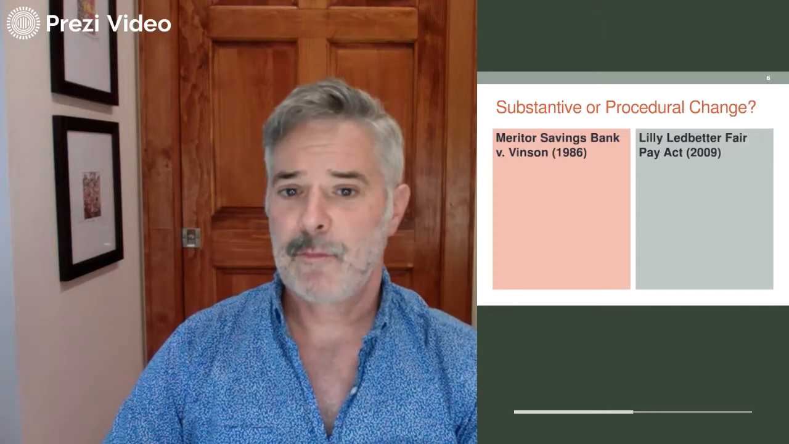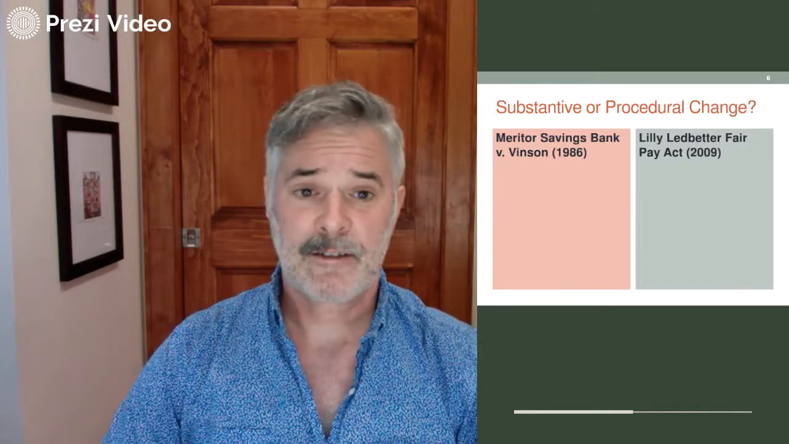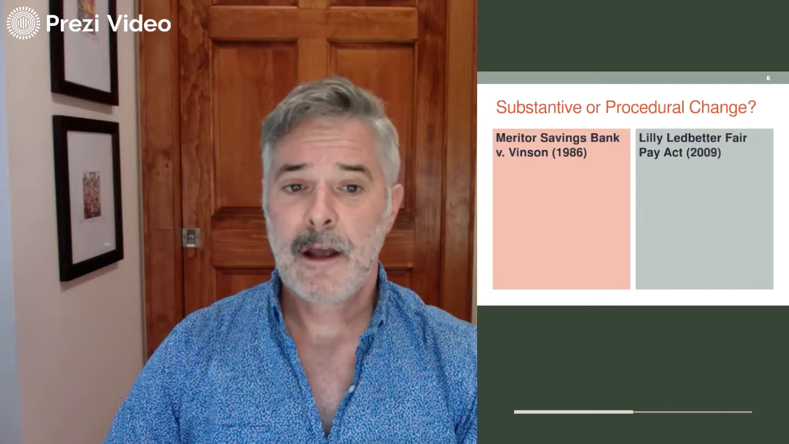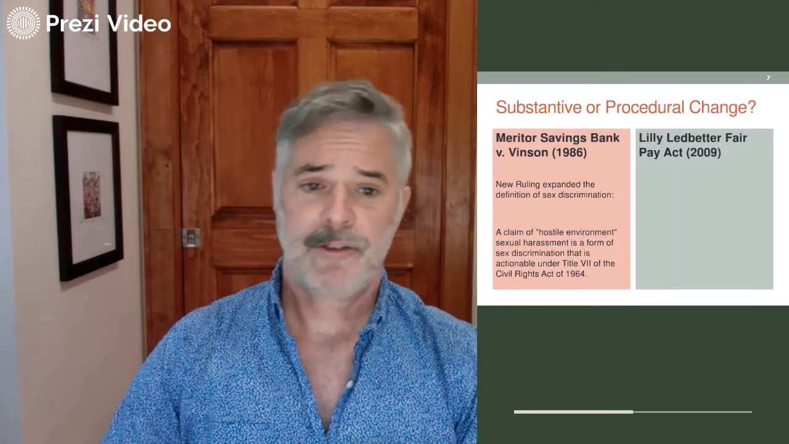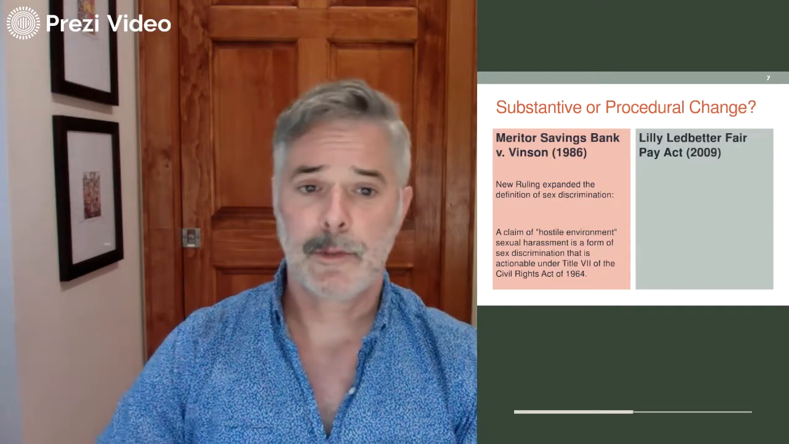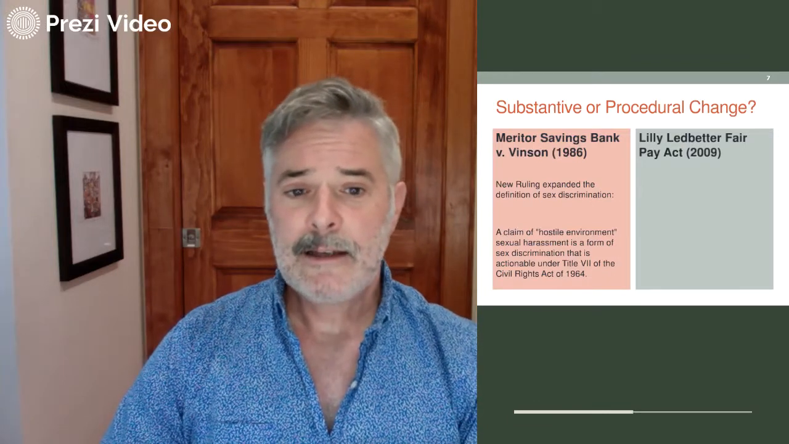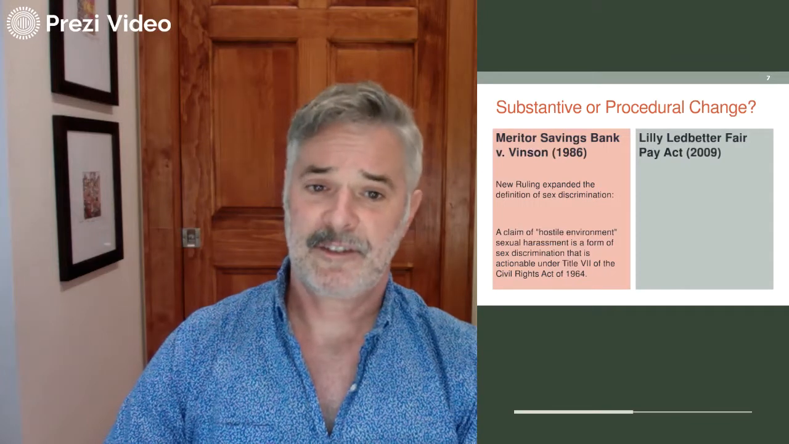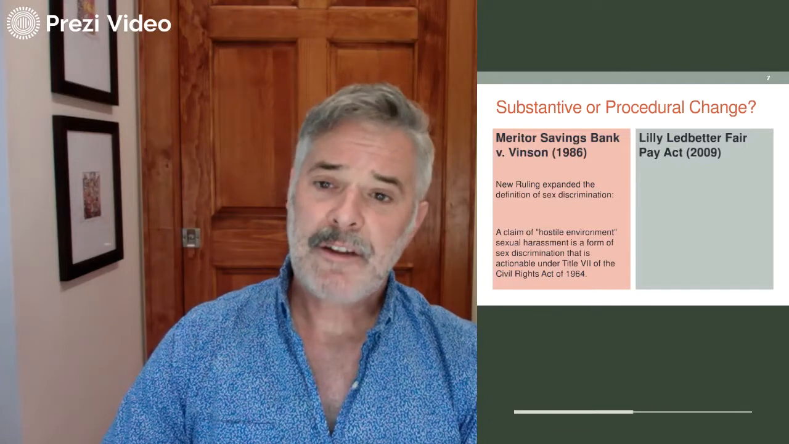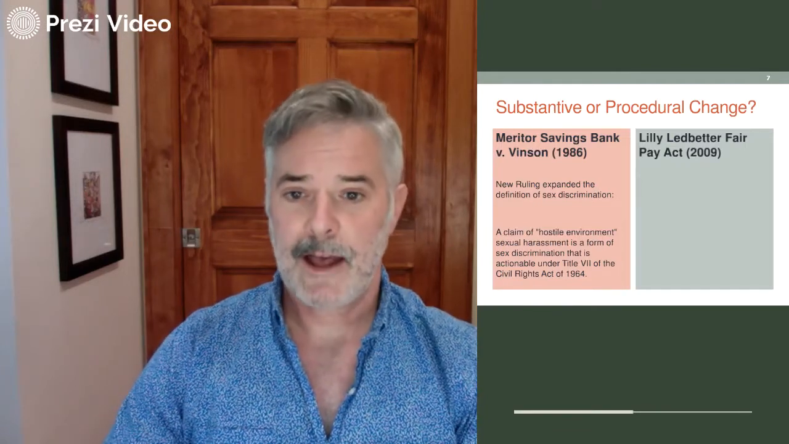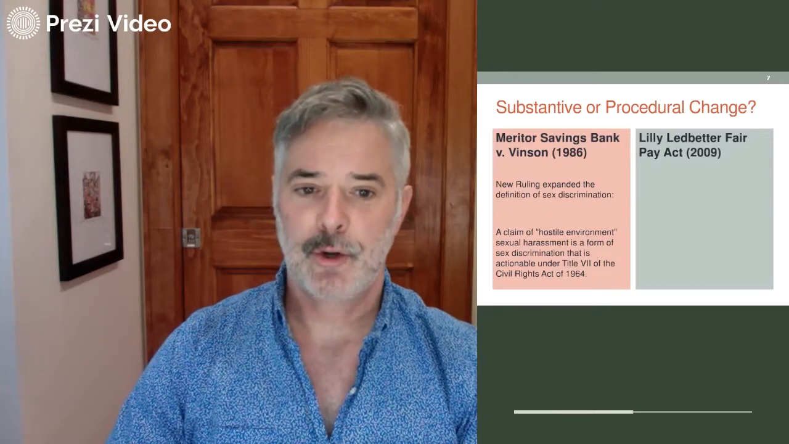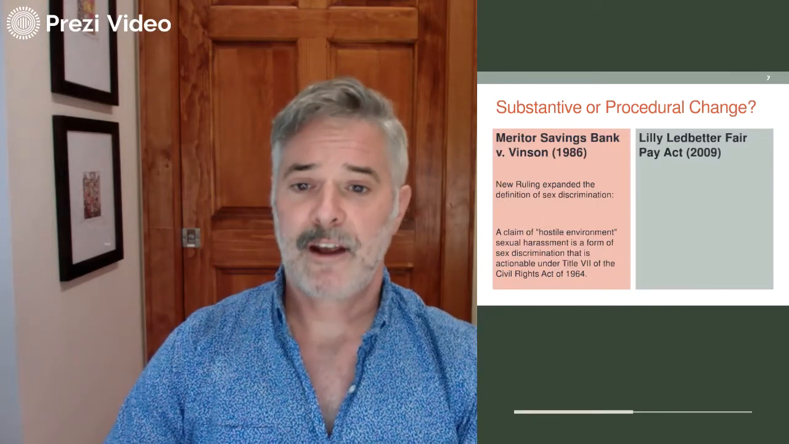Meritor Savings Bank versus Vinson was an important Supreme Court case in 1986. And what it did was it changed the substance of what is meant by sex discrimination. Right? So under Title VII of the Civil Rights Act of 1964, we're going to be seeing this when we talk about employment law, it is unlawful to discriminate on the basis of sex, right? Well, in this case, the Supreme Court said hostile work environment, right? Sexual harassment that reaches a certain level is a type of discrimination. So the Supreme Court in that case changed or expanded the definition of what sex discrimination is.